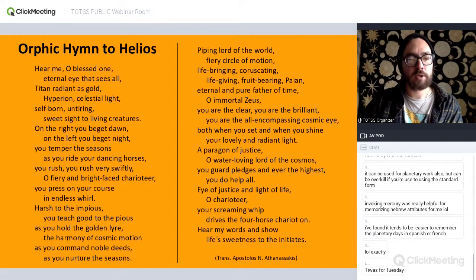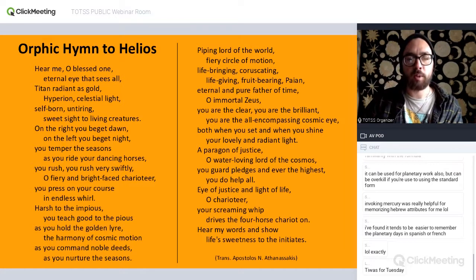Harsh to the impious, you teach good to the pious, as you hold the golden lyre, the harmony of cosmic motion, as you command noble deeds, as you nurture the seasons. Piping Lord of the world, fiery circle of motion, life-bringing, coruscating, life-giving, fruit-bearing, Payan, eternal and pure, Father of time. O immortal Zeus, you are the clear, you are the brilliant, you are the all-encompassing cosmic eye.